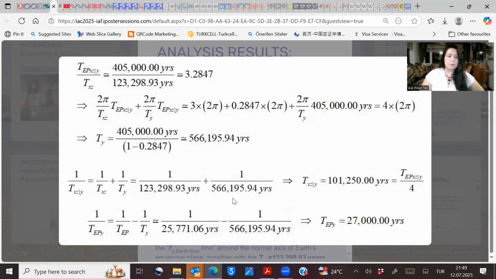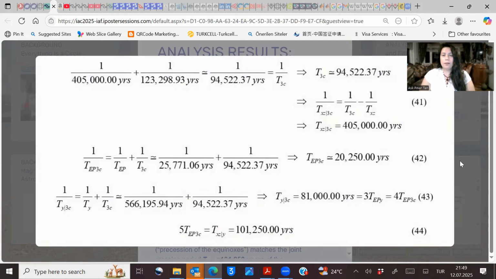Moving on, we find the crossing period for the precession of the equinoxes and the LY line, which is 27,000 years. Now, the third component, whose effect we are not very much sure about, but obviously has some effect on axial precession and eccentricity because it affects the perihelion and its motion as well, but in a minor sense.